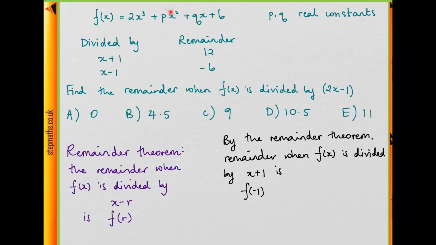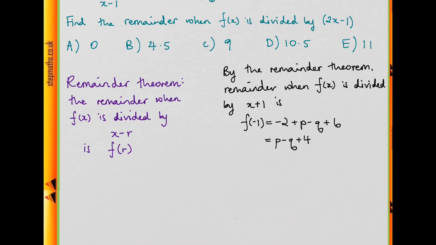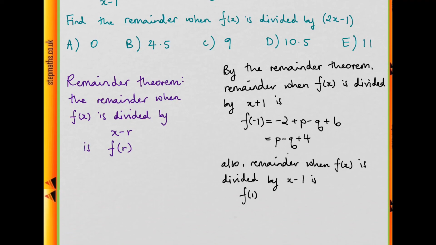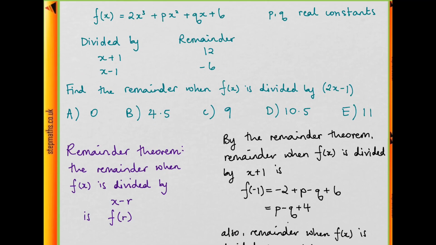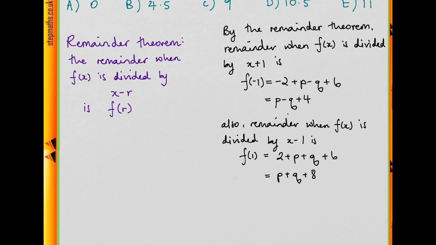And if we put minus 1 into f of x here, we see that's equal to minus 2 plus p minus q plus 6, which is equal to p minus q plus 4. And also, by the remainder theorem, when we divide by x minus 1, the remainder is f of 1, which is, if we put 1 into here, 2 plus p plus q plus 6, or p plus q plus 8.